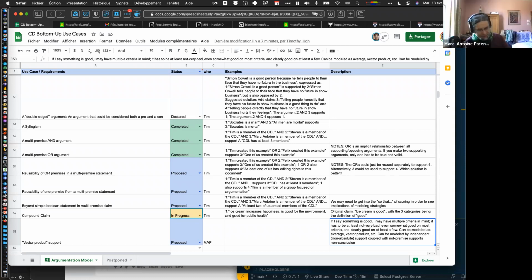Sure, that's the easy case. But then somebody else says, well, it's actually A and B or C, with the parenthesis on the first member. So that's a separate compound claim, and all of these compound claims can be the basis of a different argument. And then you have a vector combination of B and C, because those are synergistic.